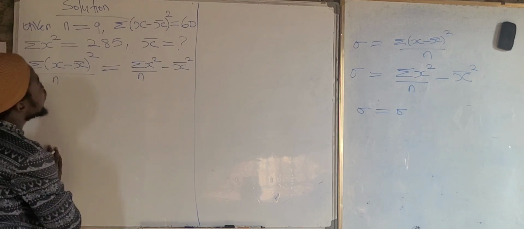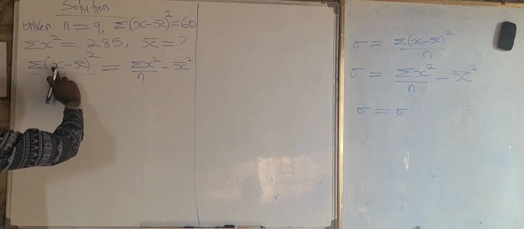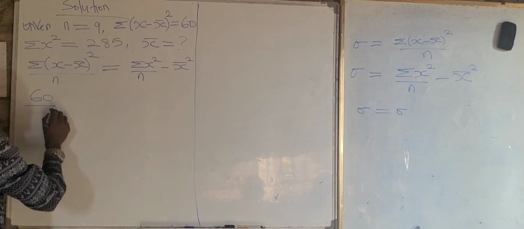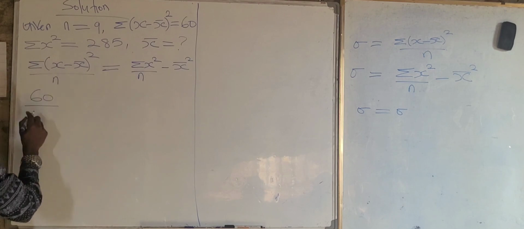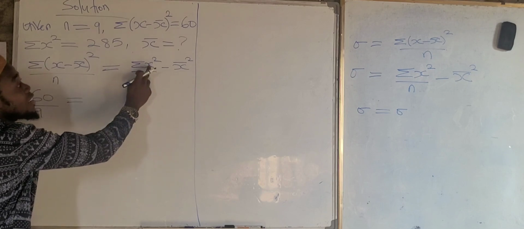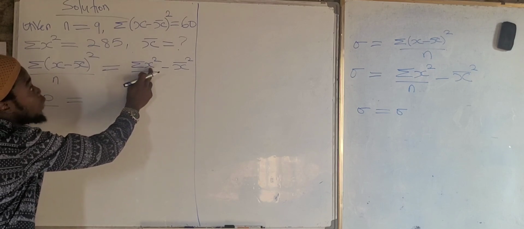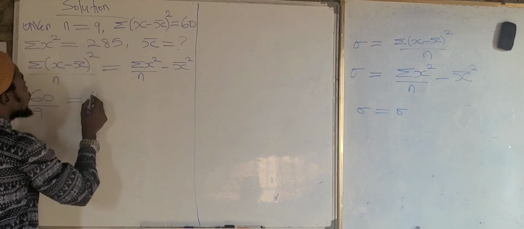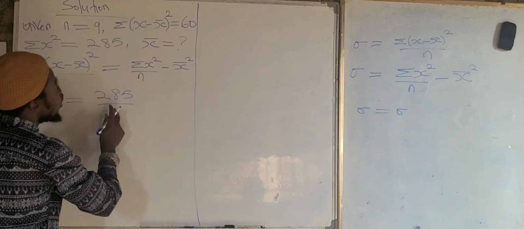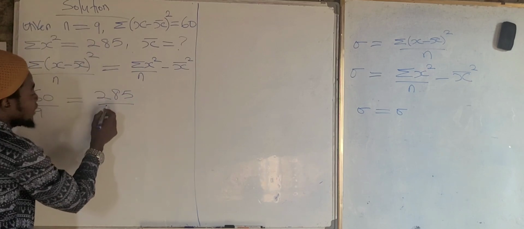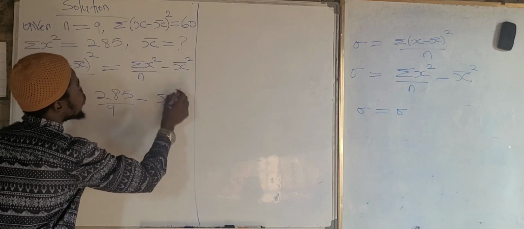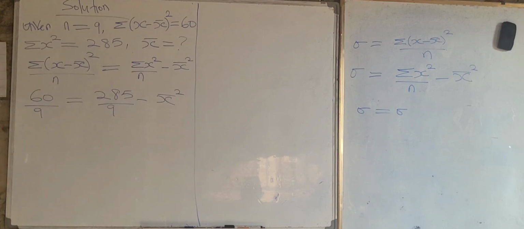So let's substitute the values now. We have 60 all over n, and n is equal to 9, equal to summation of x squared, which is 285, all over n, and n here is 9, minus x bar the whole squared.